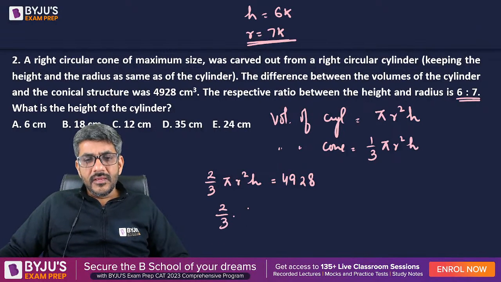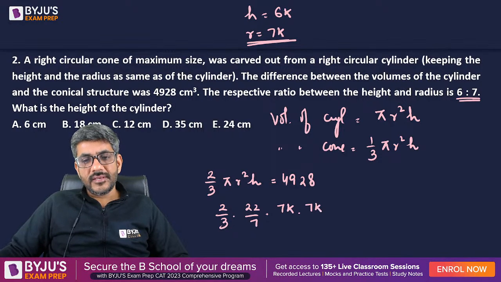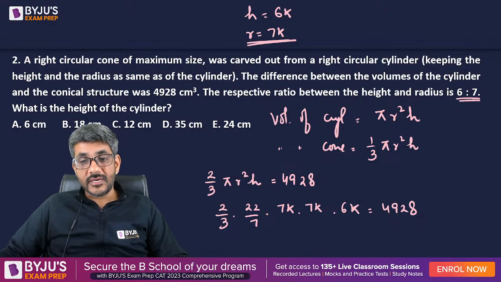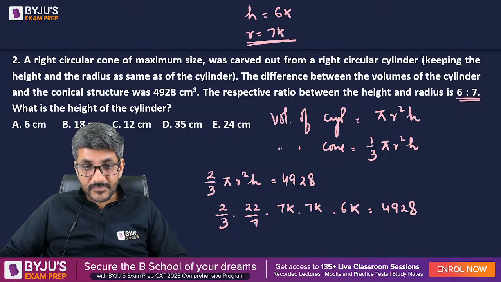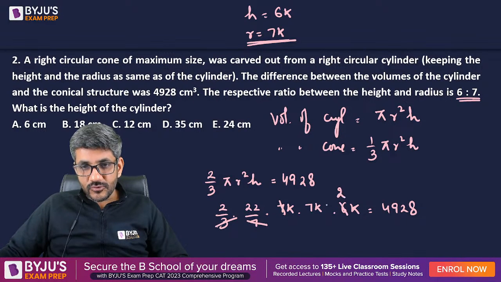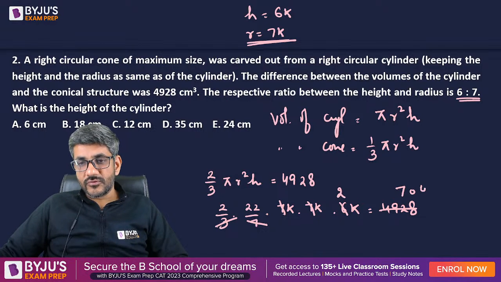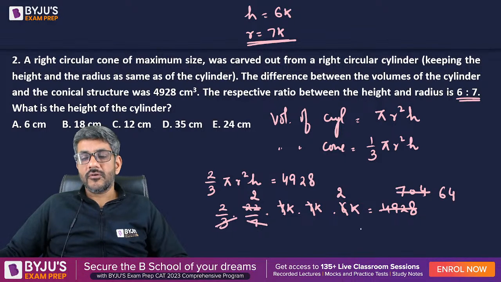So 2 by 3 into pi. Pi is 22 by 7 into r. R is 7k. So r square is 7k into 7k into h is equal to 6k. This is given to us as 4928. From here we have to calculate the height. Let's try to find it out. 7 will cancel out this 7, and then what else is cancelling out? 3 will cancel out this 6 at 2, and then 7 will cancel it out at 7. 7 7s are 49, 7 4s are 28. 11 will cancel this out too, 11 2s are 22, and then 11 6s are 11 4s are, okay, 64.